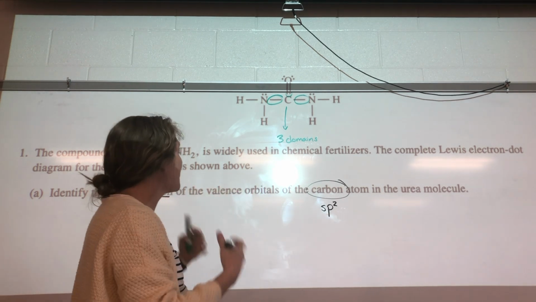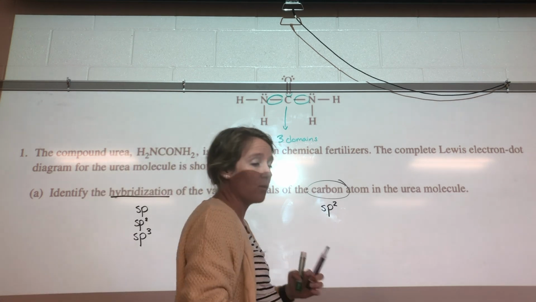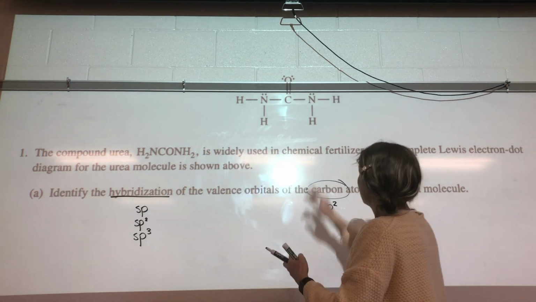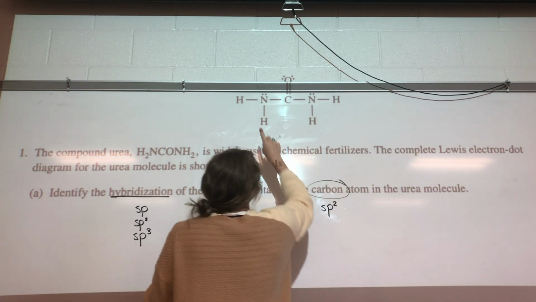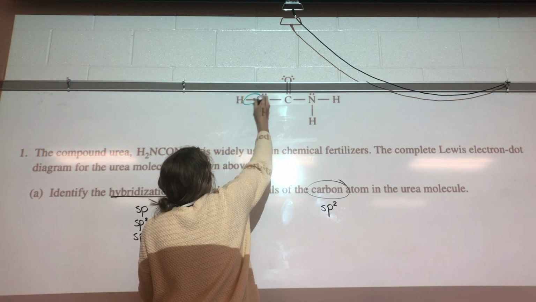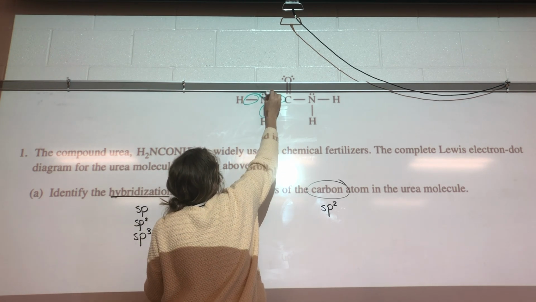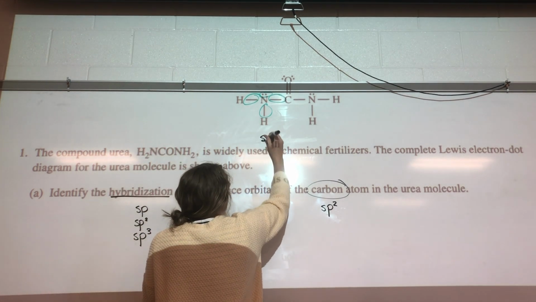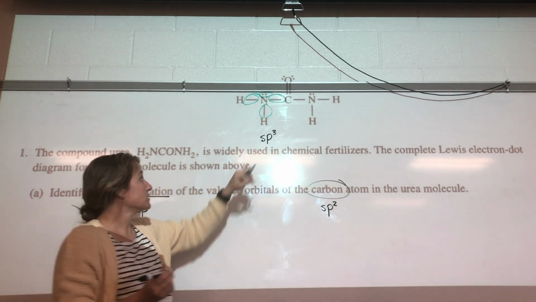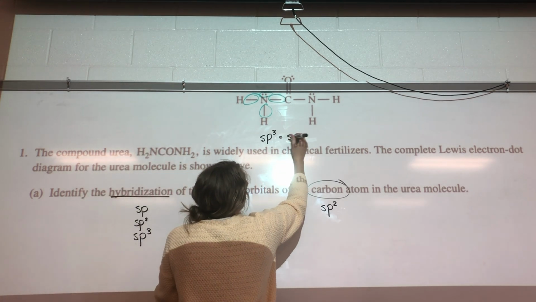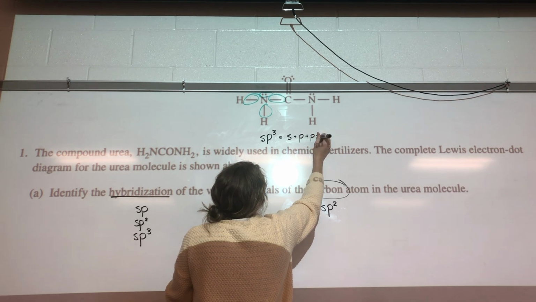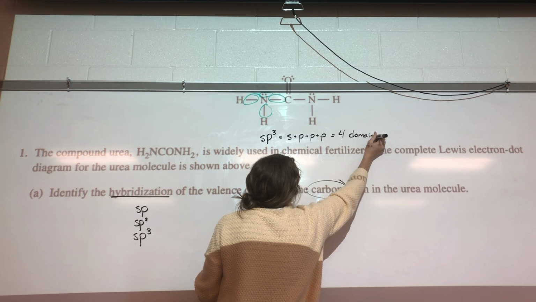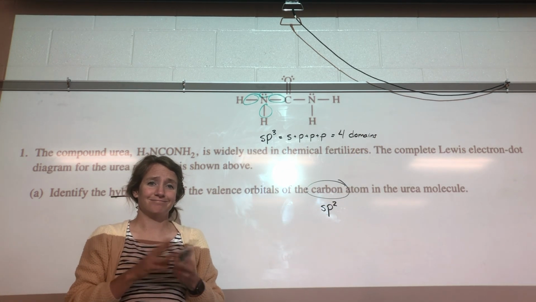Okay, I'll do another one just to reaffirm. Let's say this problem had said nitrogen, and the nitrogens here are identical, so it wouldn't really matter. For nitrogen, it has 1, 2, 3, 4 domains, so a lone pair counts as a domain. That means its hybridization would be SP3, because 1 S and 3 P's equals our 4 domains. And that's pretty much it for hybridization.